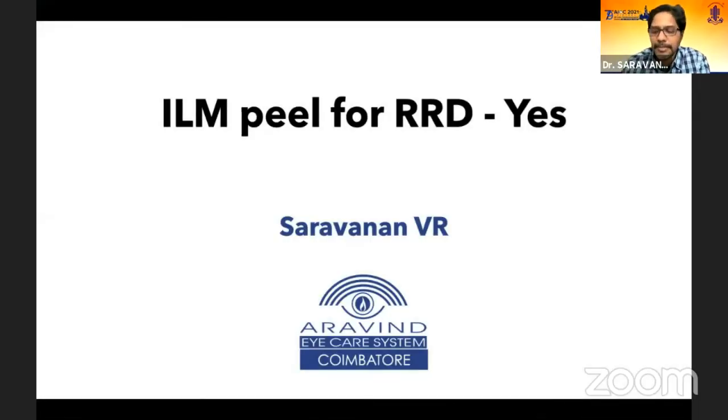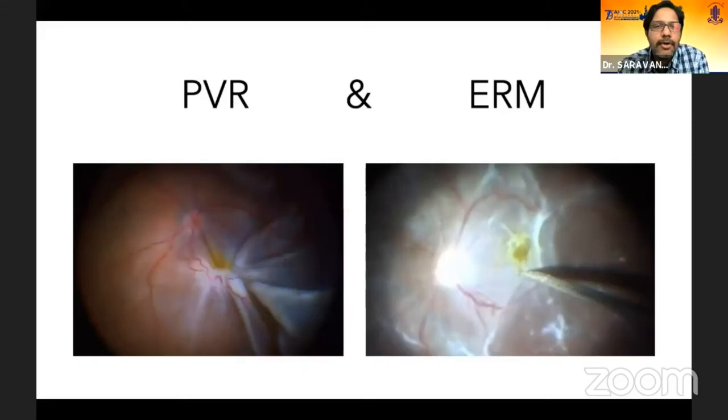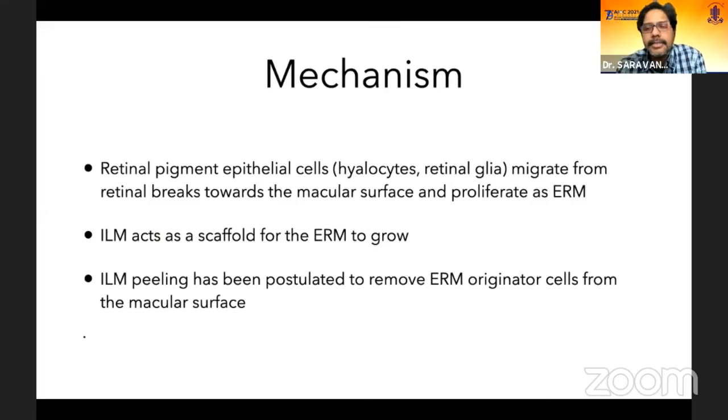So I'm debating for peeling in all cases, because now most of us have shifted, and most of our RD practice is more towards vitrectomy rather than buckle, which was the case some 10 years back. So we are dealing with complications of vitrectomy like PVR and epiretinal membrane, which are quite common. There have been multiple articles highlighting the risk of developing epiretinal membrane following vitrectomy. The mechanism is a little bit different from the routine idiopathic ERM.